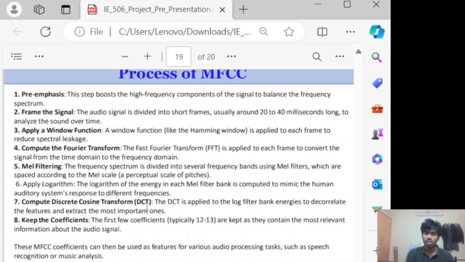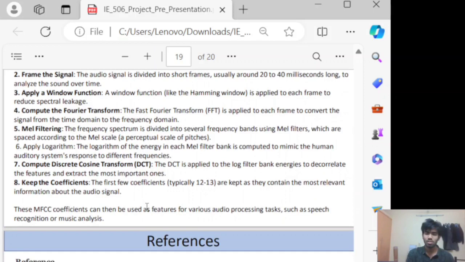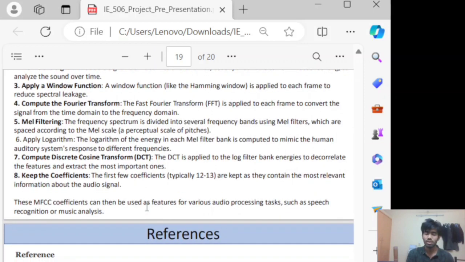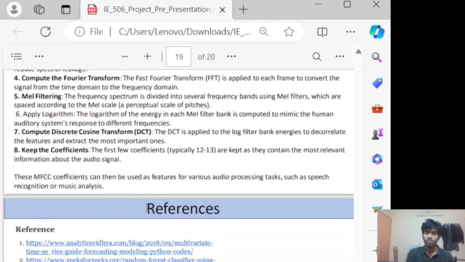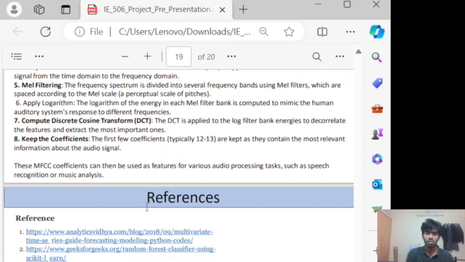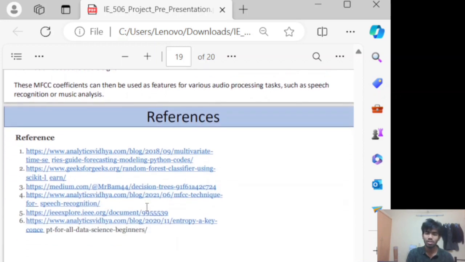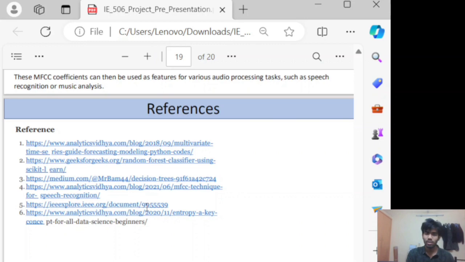So after that, we have the references used. We have the references used for studying our material, and from here on, Priyanshu will continue.